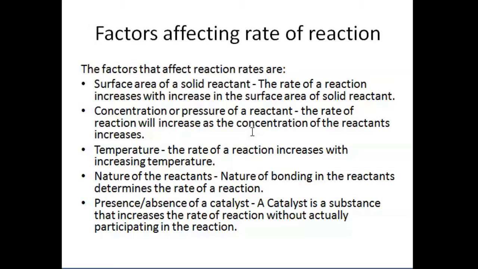Next, the nature of the reactant also plays a vital role. That is, the nature of bonding in the reactant will determine the rate of a reaction. Basically, if the reactant has an ionic bond, the rate of reaction will be faster. And the most important, the presence or absence of a catalyst, because we all know a catalyst is a substance which will increase the rate of reaction without actually participating in the reaction. Hence, these are all the factors which will affect the rate of the reaction.